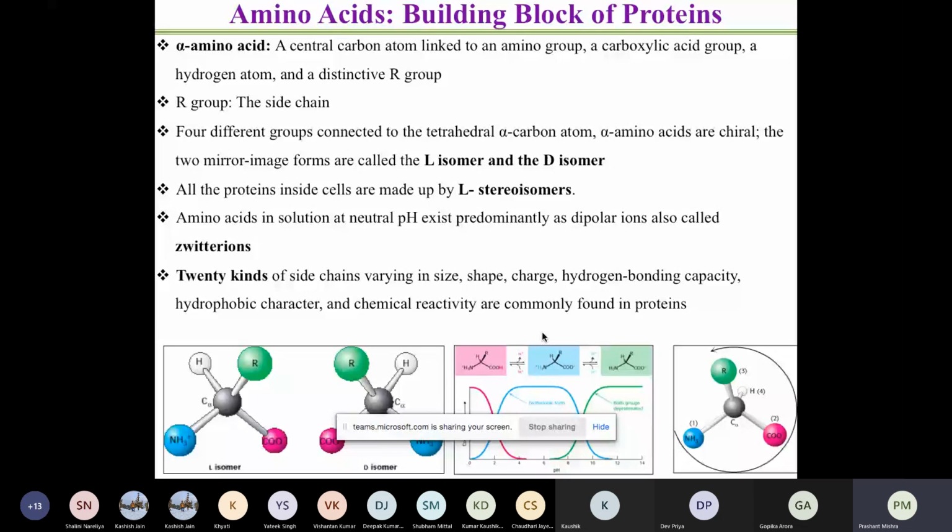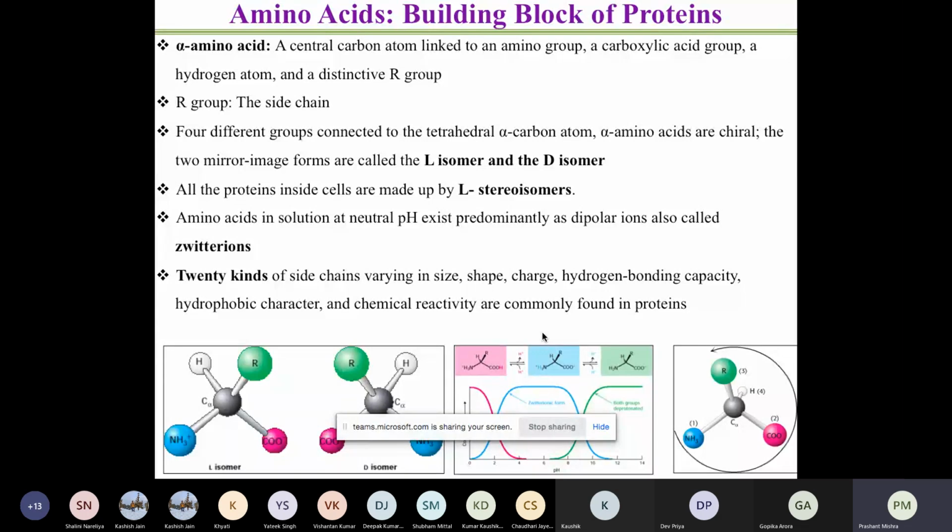We have also discussed the concept of why D isomers are present in microbial systems or in the microbial cell wall, the peptidoglycan layer, and why it could be beneficial over there. We have also discussed why D amino acids may be part of the antibiotics.